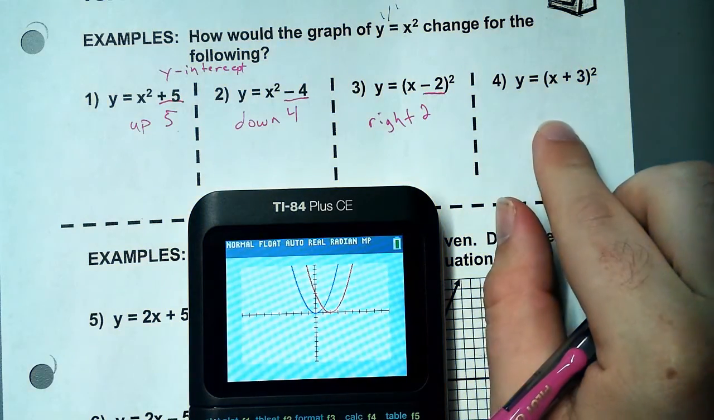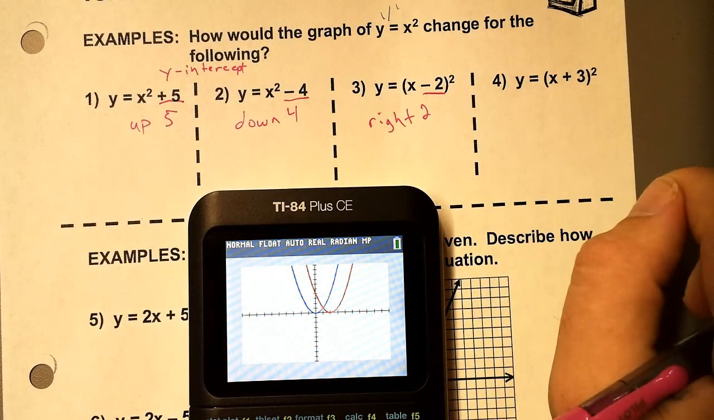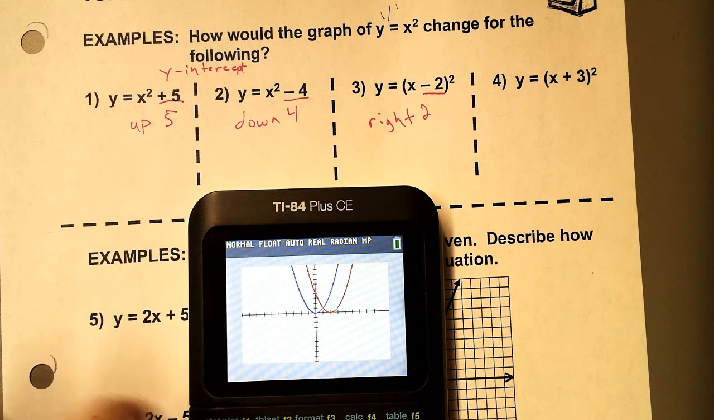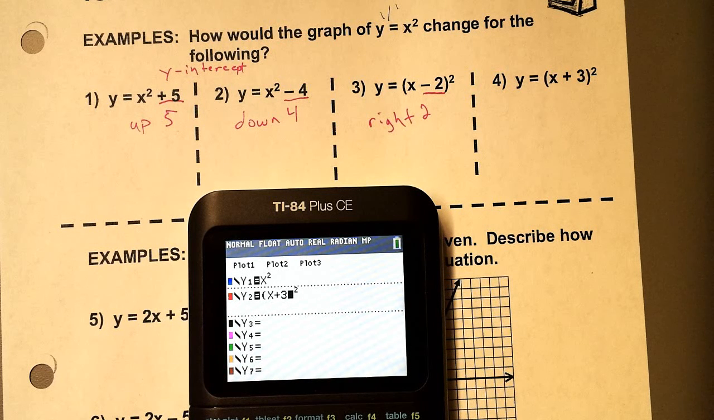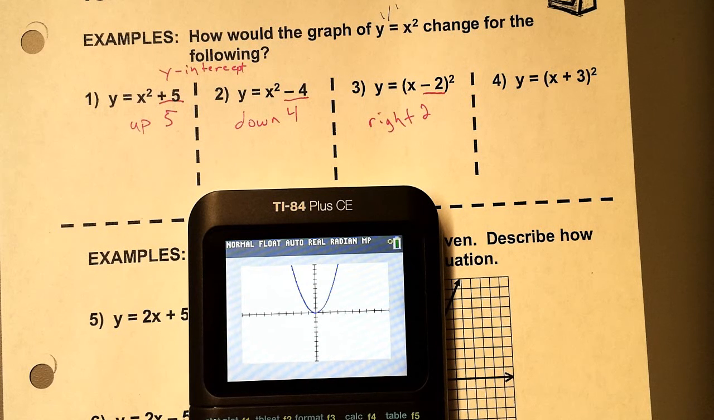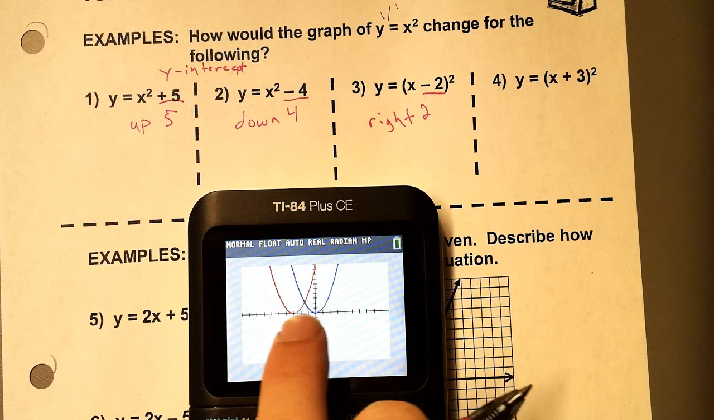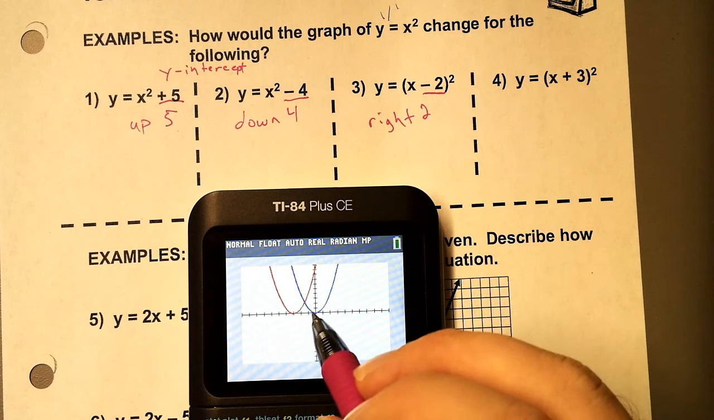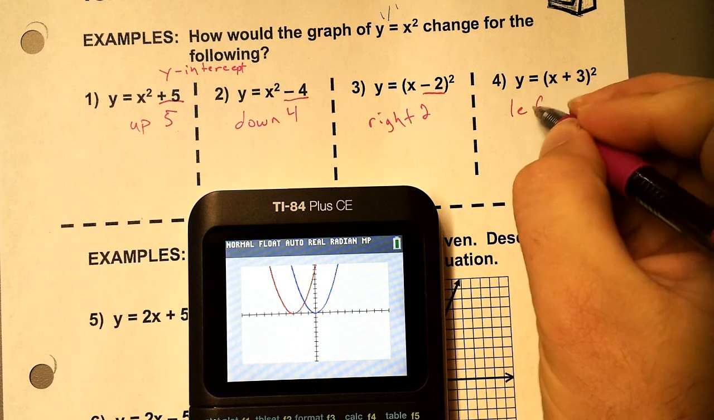What do you think is going to happen on number 4 that says plus 3 inside the parentheses? Alright, let's check. So x plus 3 squared, and then I'll hit graph again. Oh, well this one we can see our graph moved to the left, and it moved 1, 2, 3 spaces. So this went to the left 3.